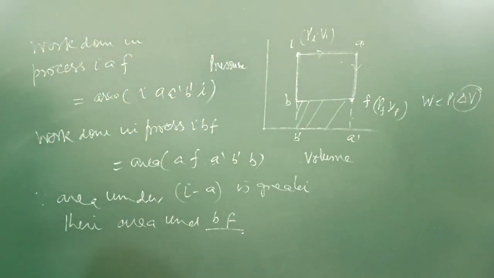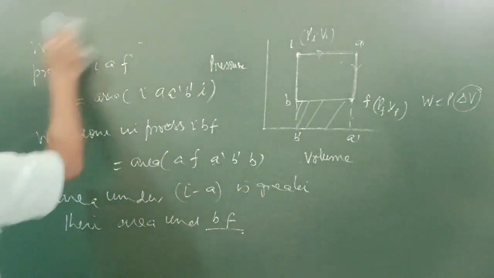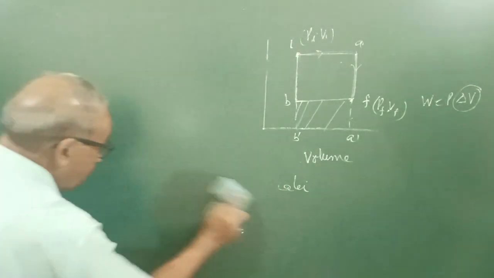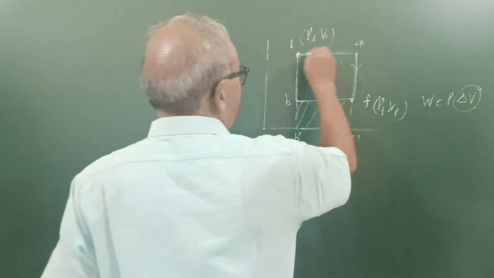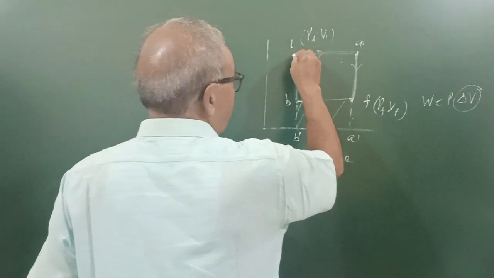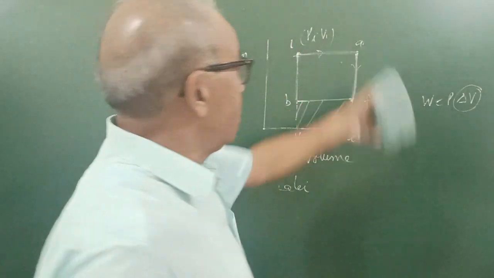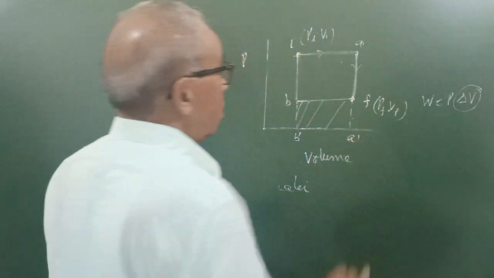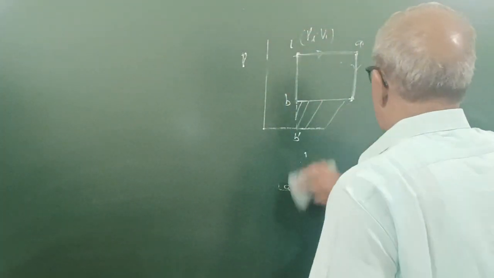Here it is important to note that work done in changing the state of a thermal system does not depend only on the initial and final state. It depends also on the process followed. Path followed means process. Here we first keep the pressure constant, increase volume, then decrease the pressure, keeping volume constant. So work done depends not only on the initial and final position.